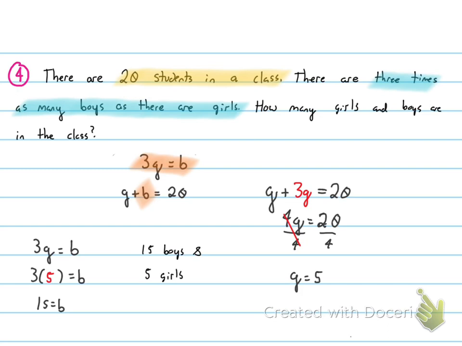So I can conclude there are 15 boys and 5 girls, which makes sense because if there's 5 girls, 5 times 3 would give you 15 because there's 3 times as many boys. And 5 plus 15 would give you 20.